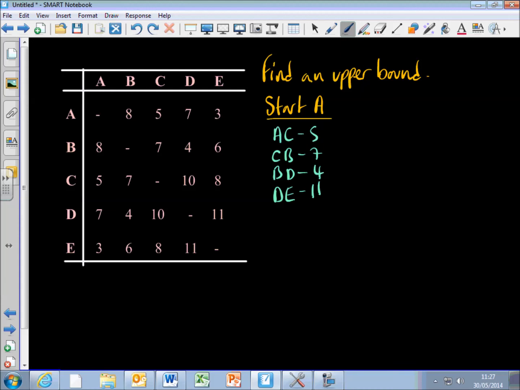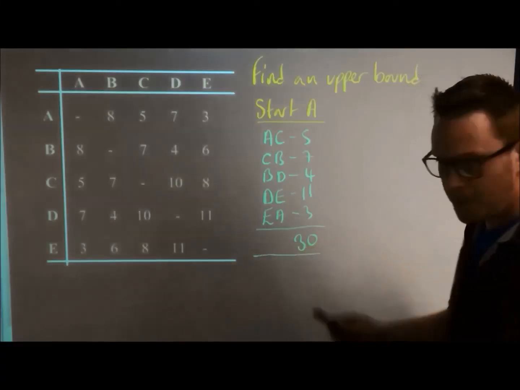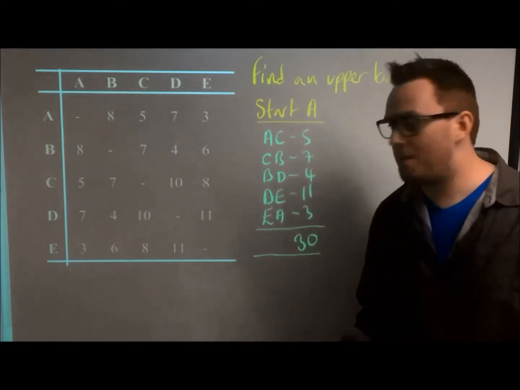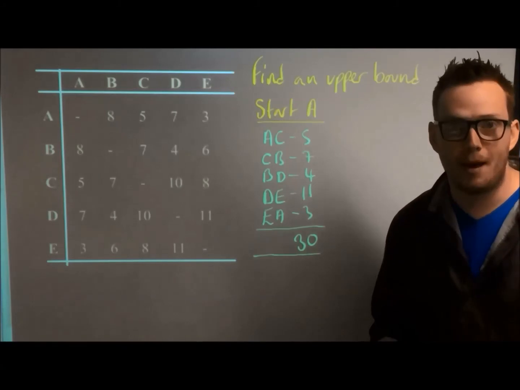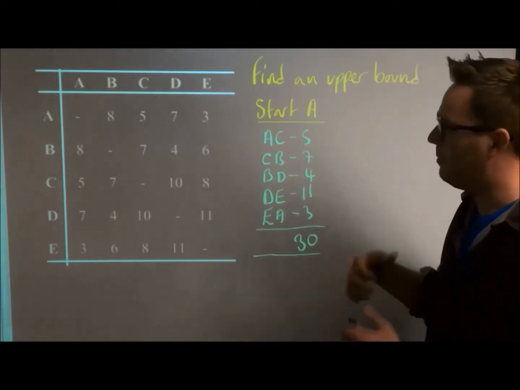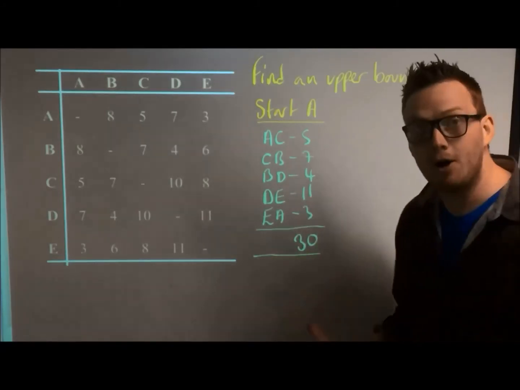And remember, from E, I go back to where I started, which is A. So E to A is just 3. And that gives me a total of, let's have a look, 5 add 7 is 12, add 4 is 16. That's going to be 27, this is 30. And so that's an upper bound. 30 is my upper bound. And if I started at B and got a lower value, that would be a lower upper bound, and that would be the upper bound I picked. But I'm not going to do that. I've done it at A, I have got an upper bound.